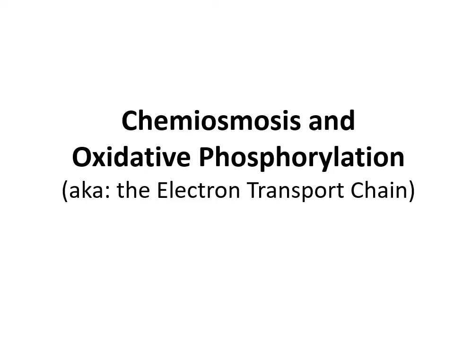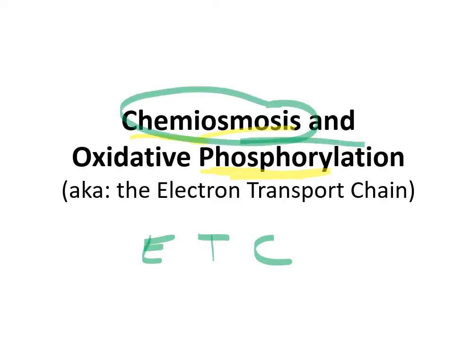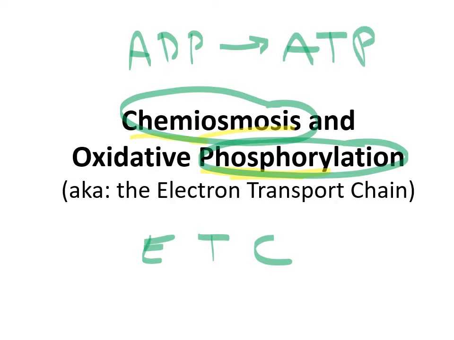Chemiosmosis and oxidative phosphorylation. As the name would suggest, we're talking about a chemical gradient, chemiosmosis, and we're talking about phosphorylation, so adding phosphates to things. This is more commonly referred to as the electron transport chain, and that is the structures that are going to be involved in using a chemical gradient in order to phosphorylate ADP into ATP. This is where we use our electron carriers.